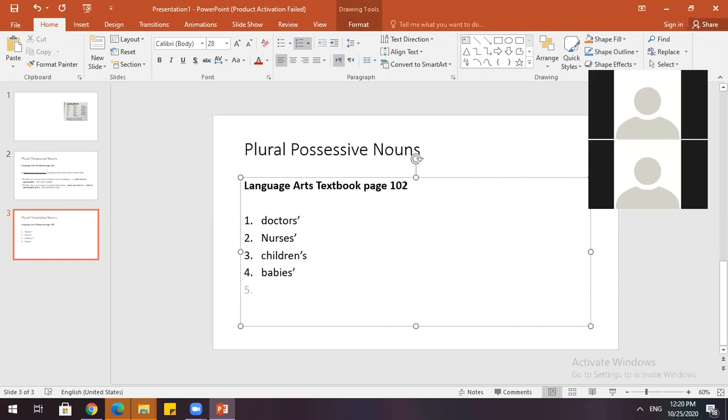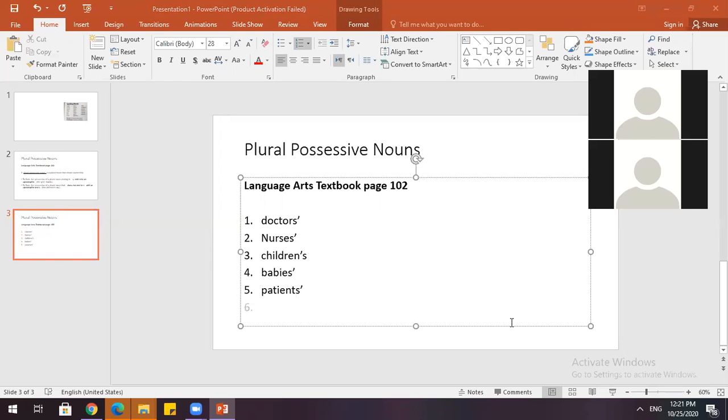The patient's care always comes first. Right? What do we add? Put apostrophe after this. Okay, very good.